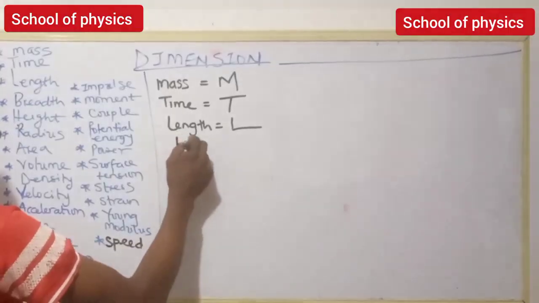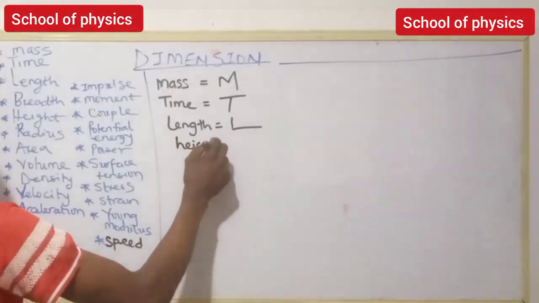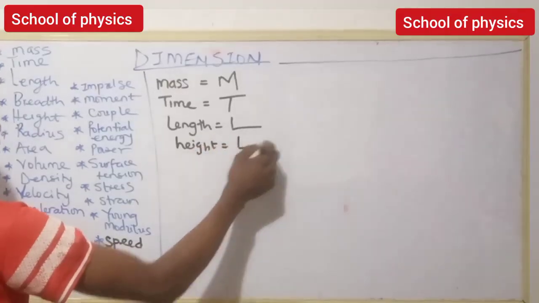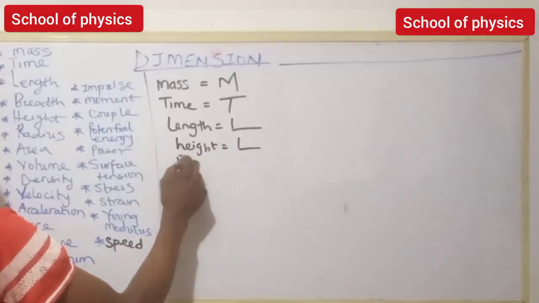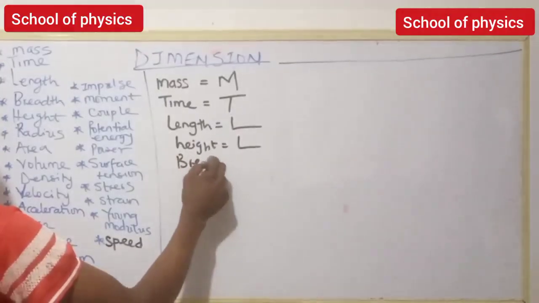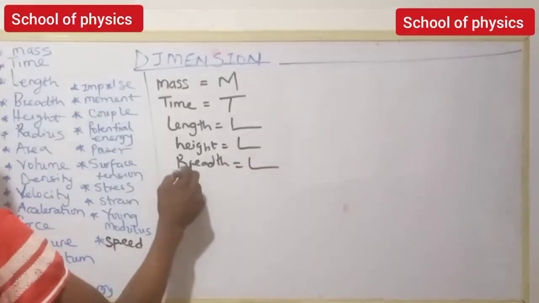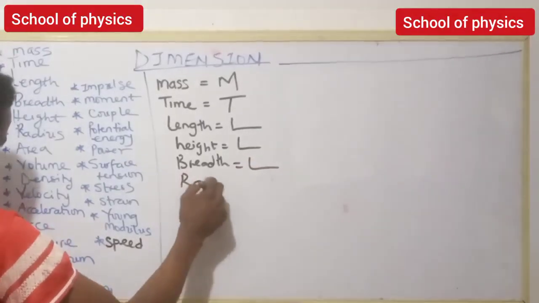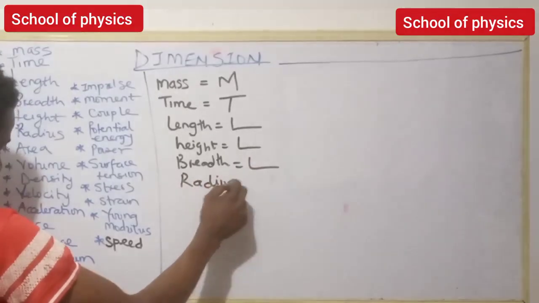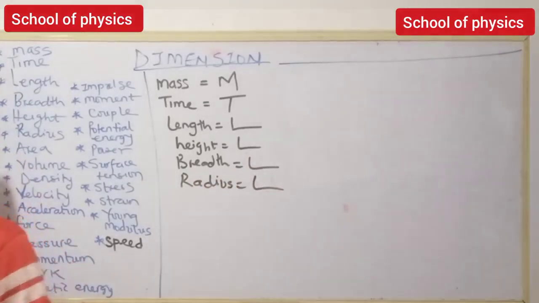So if you look at the dimension of height, the dimension of height is also L. The dimension of breadth, L. The dimension of radius, also L.